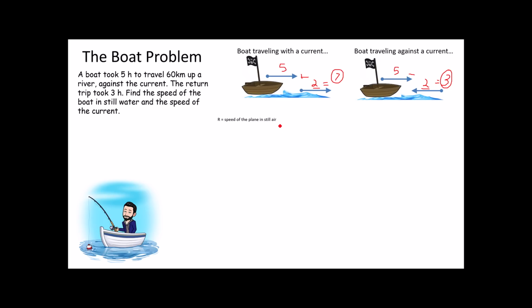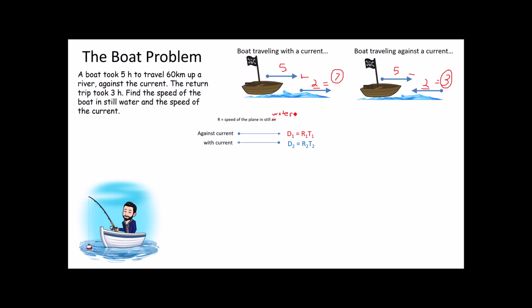Notice it says find the speed of the boat in still water. Notice that mine still says still air. That's because I did cutting and pasting. So we'll just change that to water real quick. If I'm going against the current, what that means is the water is going to be hurting me. If I travel with the current, it means the water will be helping me.